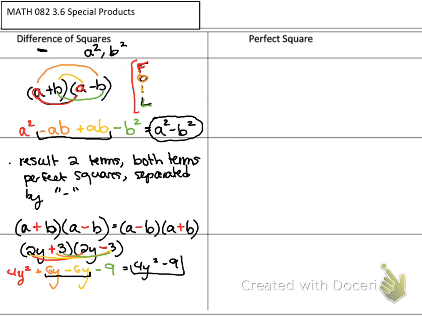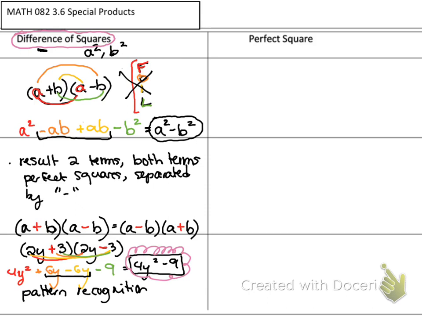So the ultimate goal here is not to get better at FOIL. The ultimate goal is what we call pattern recognition. And this is going to become more critical in the next chapter, where you're given something that looks like this, and then you're asked to factor it. So you need to start recognizing difference of squares when you see them either in factored form or in this form right here.